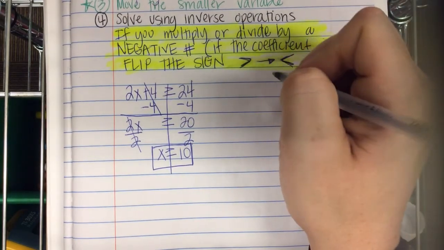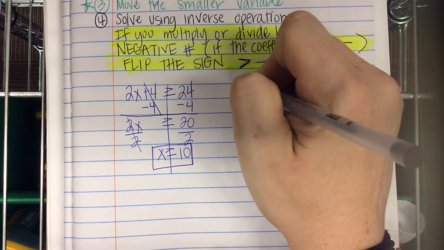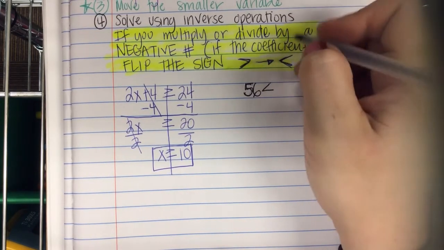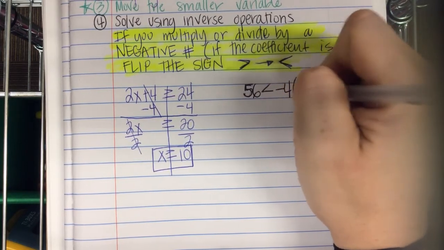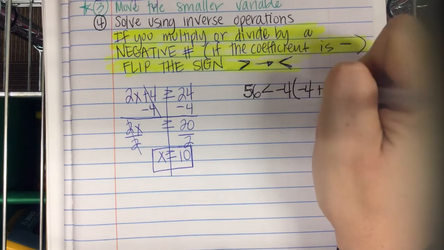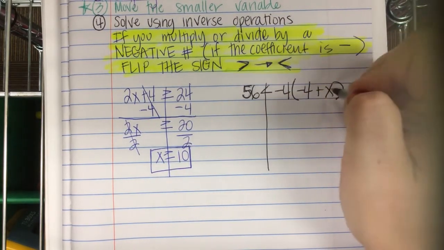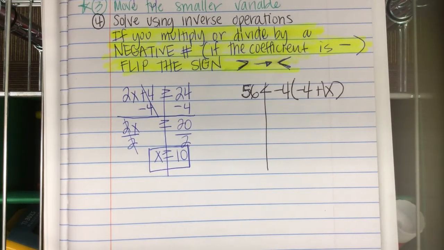So let's try another one. 56 is less than -4 parentheses -4 plus x. Okay, so step number 1 is draw a line at the equal sign. Put a 1 in there because it's 1x. That helps me multiply.